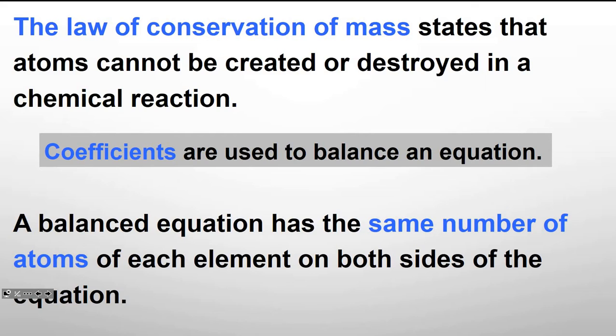Okay, so the law of conservation of mass basically says you can't create or destroy matter. It has to just change what it is to something else. Coefficients we use to balance the equation. I showed you that on the last equation. And a balanced equation has the same number of atoms of each element on each side. So I can't change the number of carbons I have on one side to the other side. They have to balance. I can't just make one disappear or make one appear. They have to be the same on both sides of the equation.